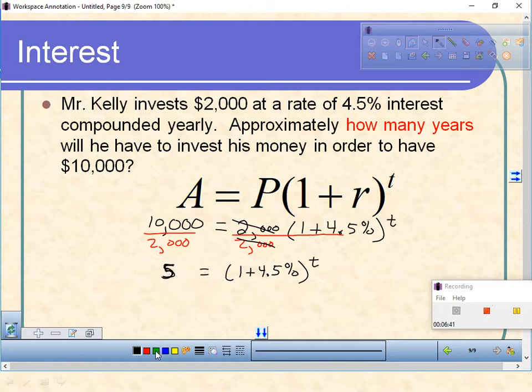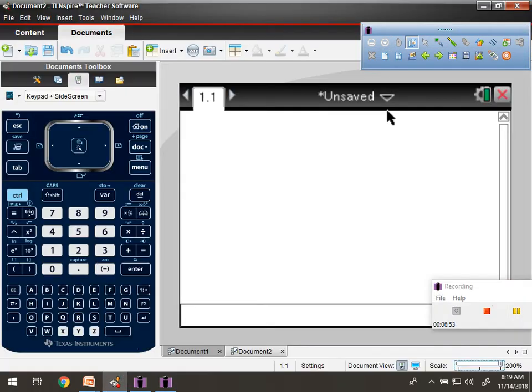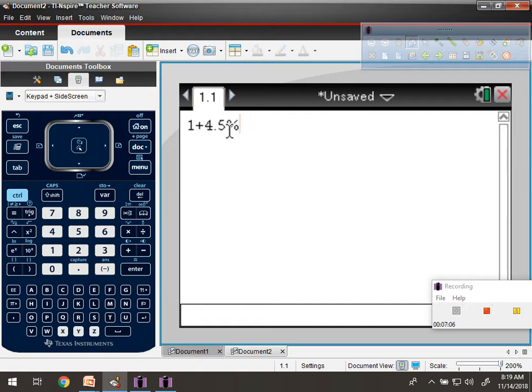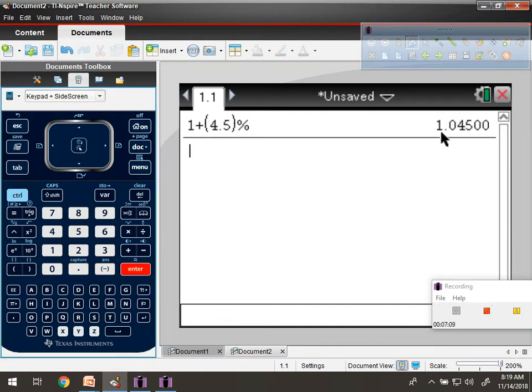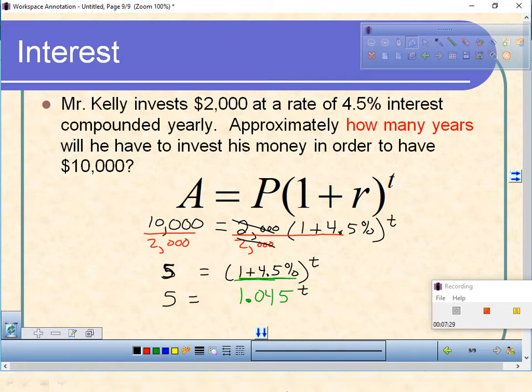Okay? All right, here's my next step. What I want you to do is I want to know what this is right here. 1 plus 4.5%. So let's type that into our calculator right quick. And I've got mine right here. So let's type in what 1 plus 4.5, and do you remember how to do the percent symbol? Go here to question mark, put the percent symbol, so you see 1 plus 4.5%, hit enter, y'all see it right there, 1.045. All right, so that's what that is. So this is 1.045, so I'll have 5 is equal to 1.045 to the T.